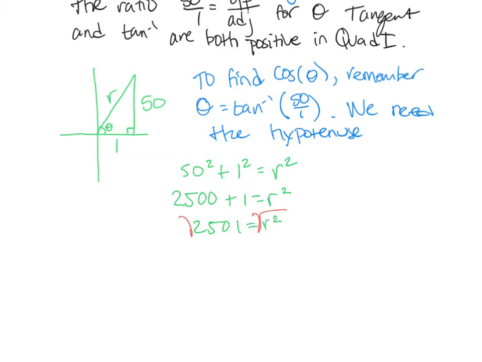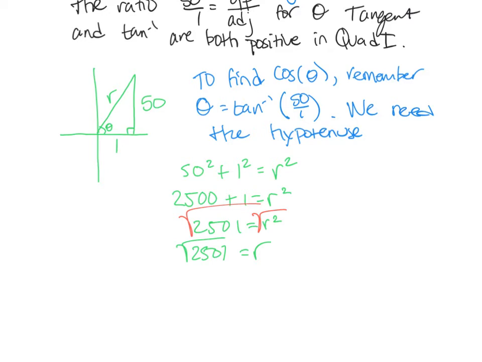And then when I take the square root of both sides, normally when we do square root, it is plus or minus. However, here, since we are looking at a distance, we're just going to keep the positive version. We're going to say that r is equal to the positive square root of 2,501. That seems kind of crazy.